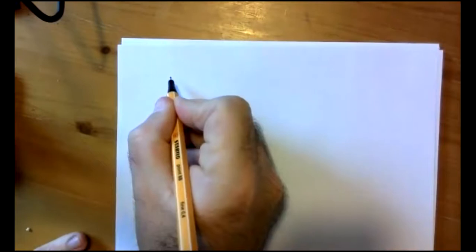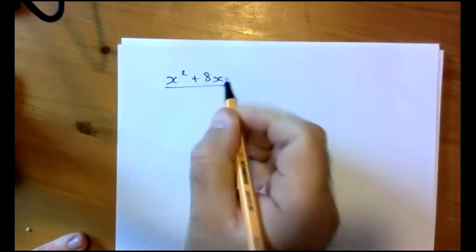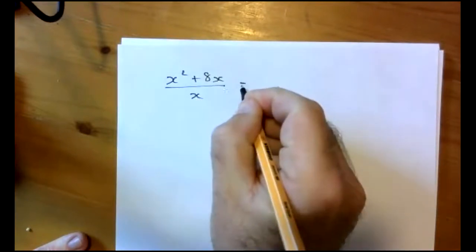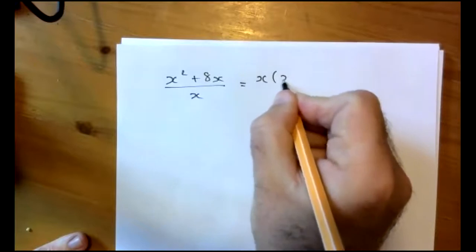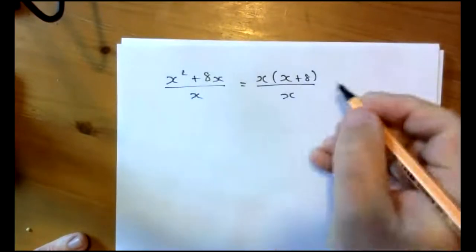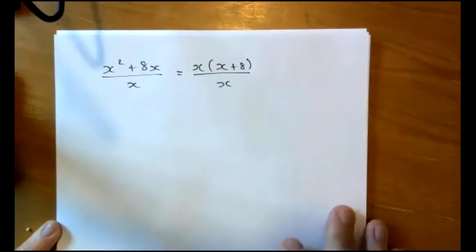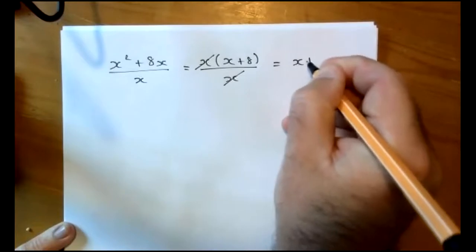Okay, so let's go through some answers. x squared plus 8x over x. So I'm going to factorize the numerator. x goes into both. I end up with x plus 8 in a bracket over x. We should notice that the x's will cancel, so I'm just left with x plus 8.